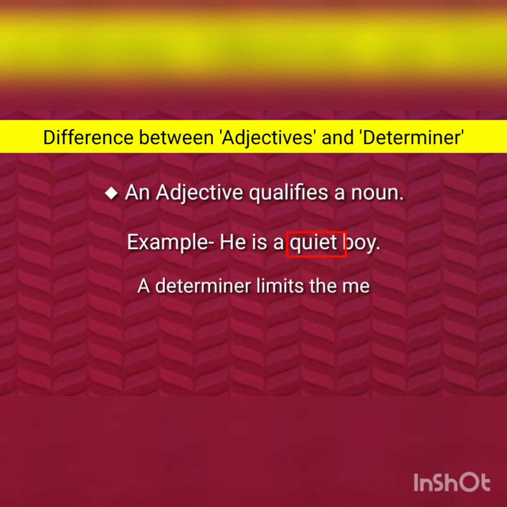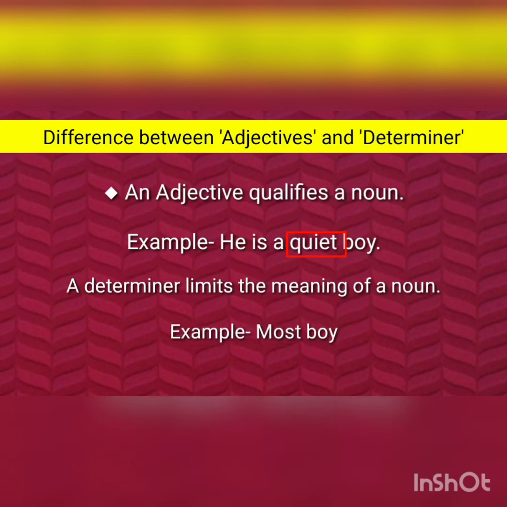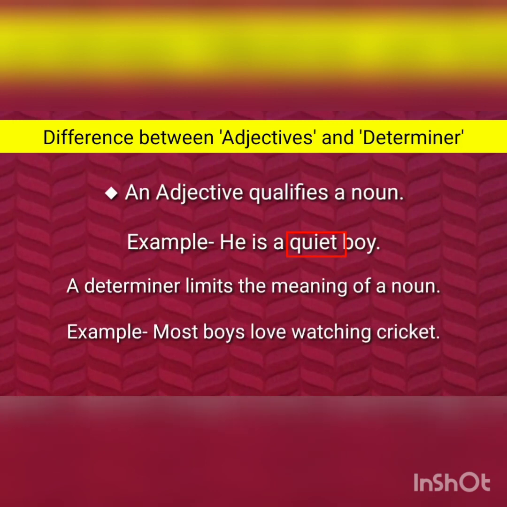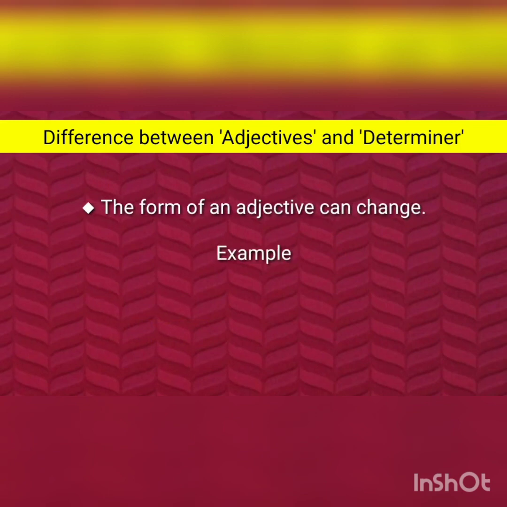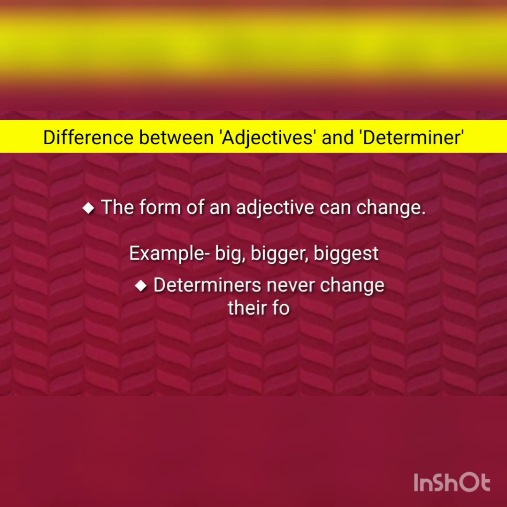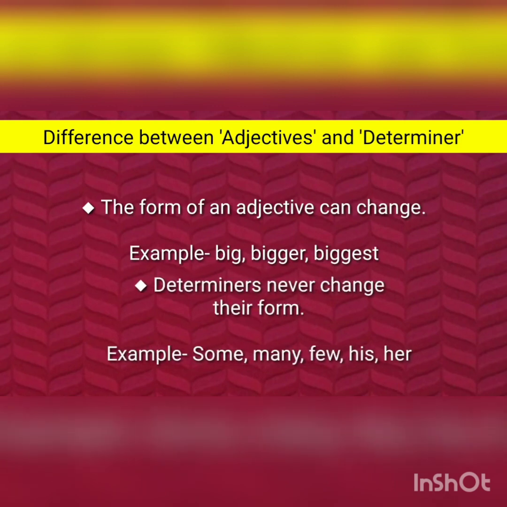A determiner limits the meaning of a noun. For example, most boys love watching cricket. Here, most is a determiner. The form of an adjective can change. For example, big, bigger, biggest. Whereas, determiners never change their form. For example, some, many, few, his, her.